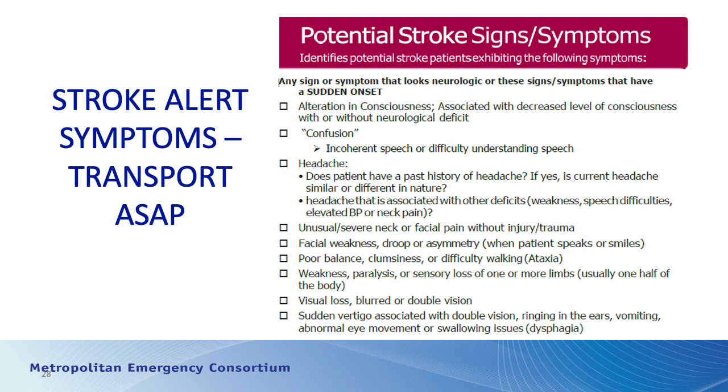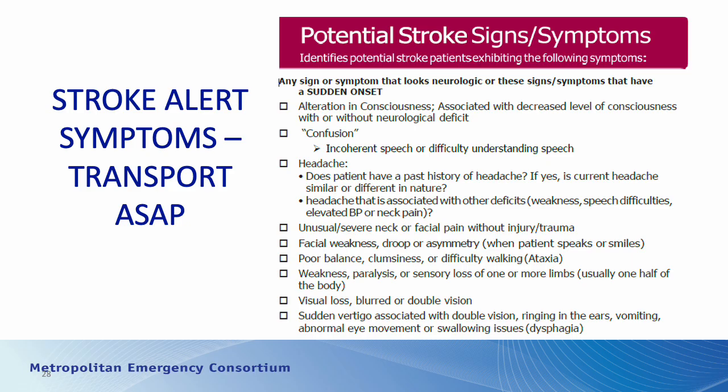And then think about stroke again with weakness, paralysis, sensory loss, and particularly if it's more one-sided body than the other. Visual changes, you have to think about stroke. And then sudden vertigo with double vision, vomiting, abnormal eye movements, trouble swallowing, trouble speaking. And when I say trouble speaking, I mean dysarthria, where they simply cannot pronounce the words.